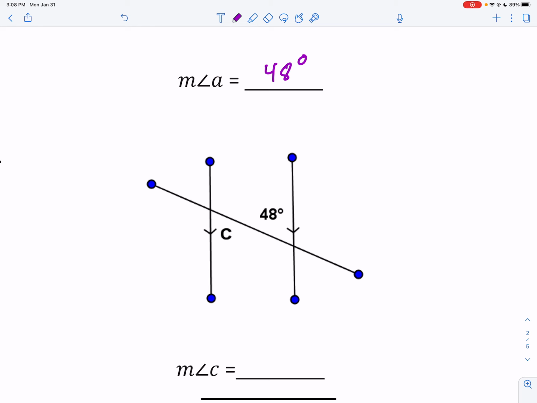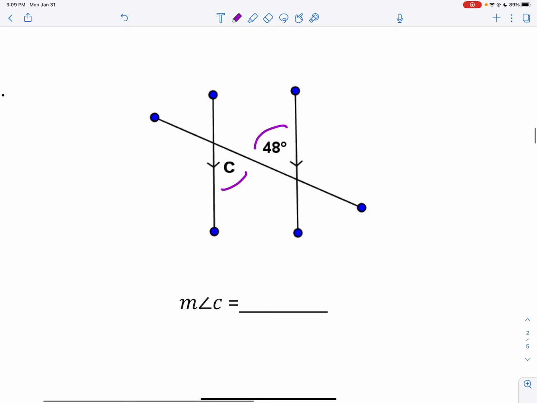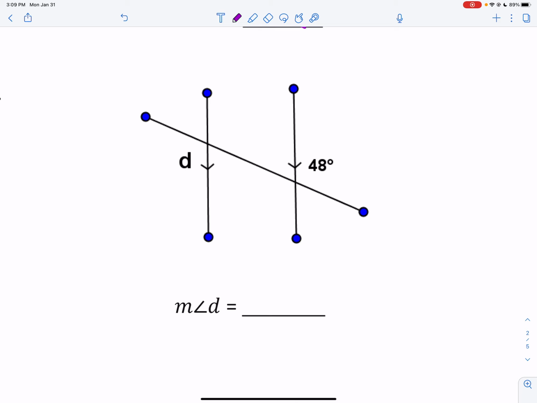But using what we've just learned, we can also use the fact that these two are alternate interior angles. See how they are both on the interior of the parallel lines, and they alternate which side of the transversal they're looking at, and which parallel line they're looking at. So those are alternate interior angles, so that means that they must be congruent. All right, these are alternate exterior angles, so you can figure out that this is also 48, because they alternate the side of the transversal and the parallel lines. So that's just one thing that we can do.